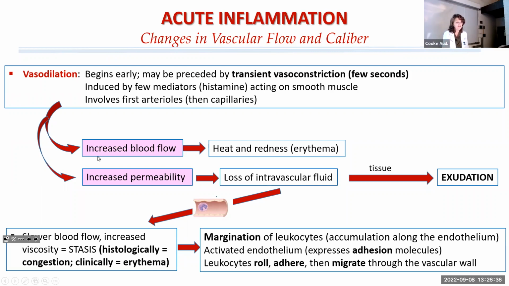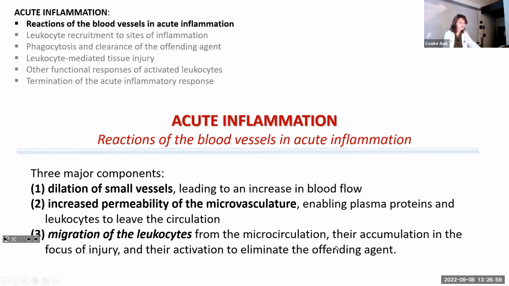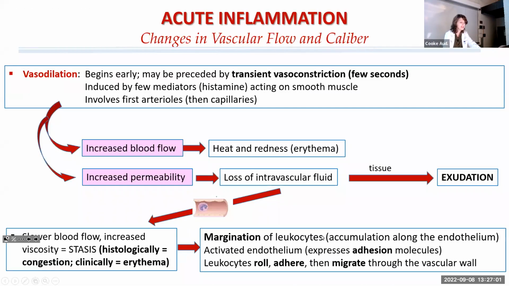Not only is there an increased blood flow, but there's an increased permeability. I showed you the spaces between the endothelial cells. They become larger. This in turn leads to loss of intravascular fluid. Where does it go? To the tissue. The process is called exudation. Exudation, you're going to remember this word from Exodus. Just leaving the vessel, going into the tissue. What's left behind? A slower blood flow with an increased viscosity. It's a thicker blood and slower. We call this stasis, a stagnant blood. Histologically, we call it congestion. Clinically, it translates into erythema.